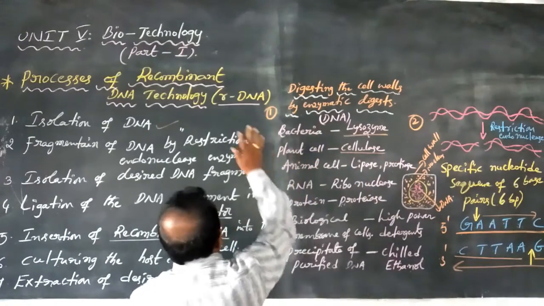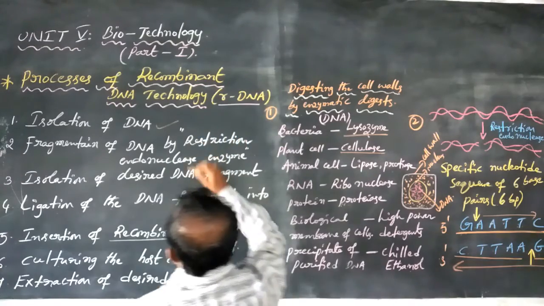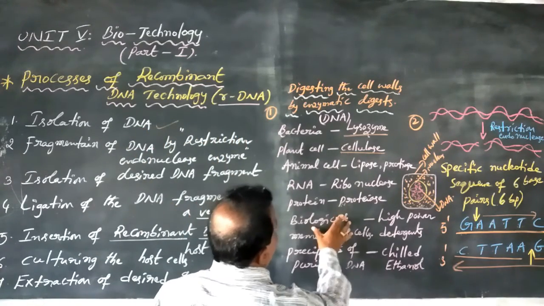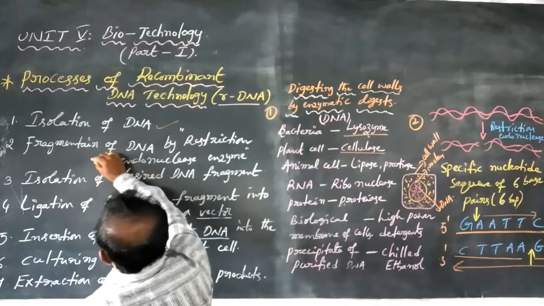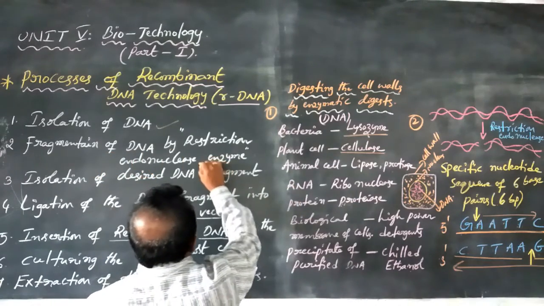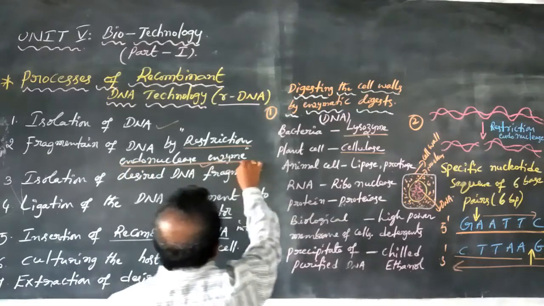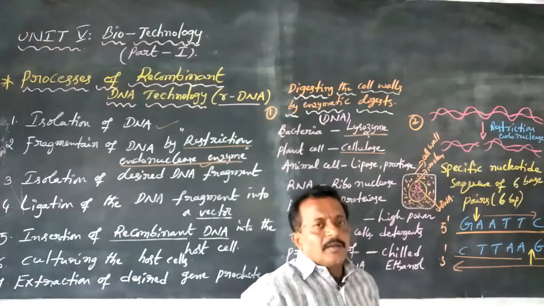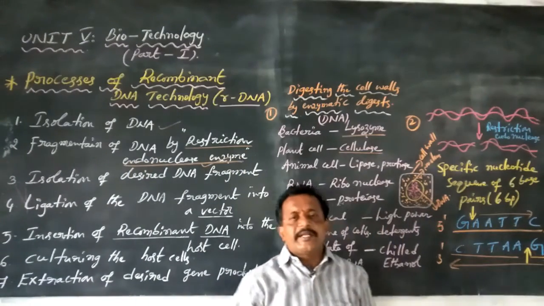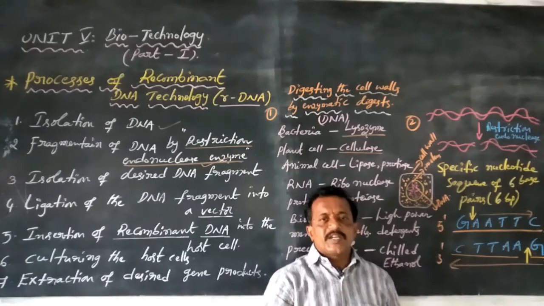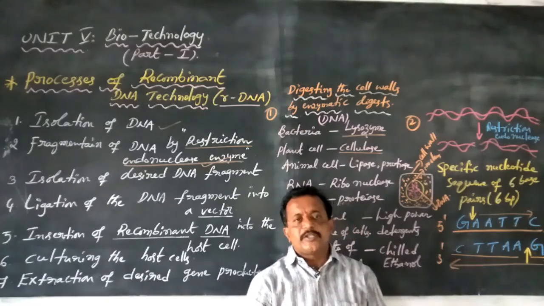This is the first step of the recombinant DNA technology process, that is isolation of DNA. Okay, now the second one. The second step is fragmentation of DNA by restriction endonuclease enzyme. In previous classes we already described restriction enzymes in detail. This is the first tool in the recombinant DNA technology process.